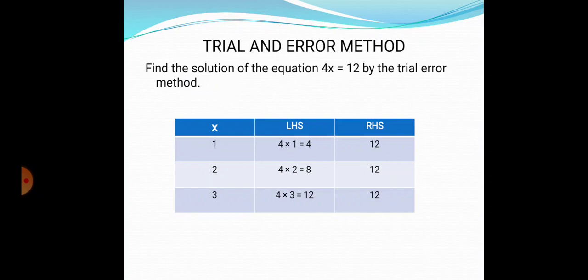Now let us consider the number 3. So 4 into x means 4 into 3 equal to 12. So now we have both LHS and RHS equal, which means 3 is the solution of the given equation. So in such a way, we just have to assume a number and find the solution by the trial and error method. When the value of LHS is equal to RHS, then that is the solution of the given equation.